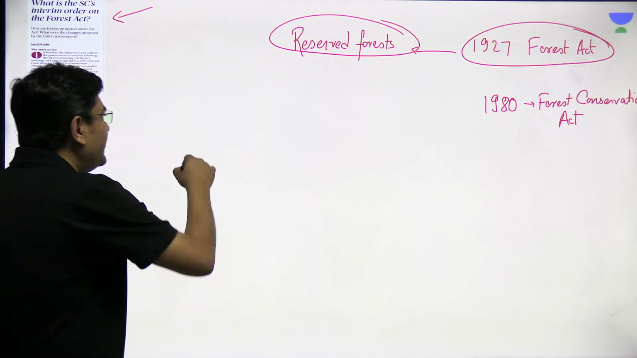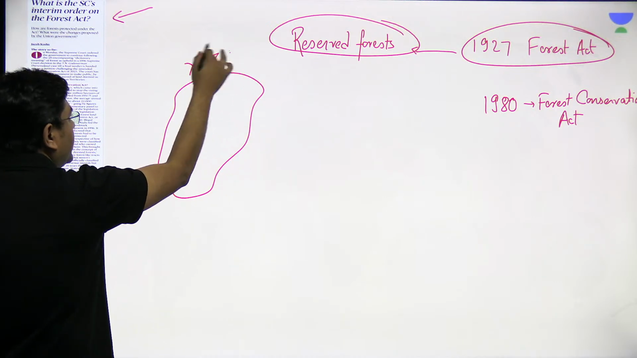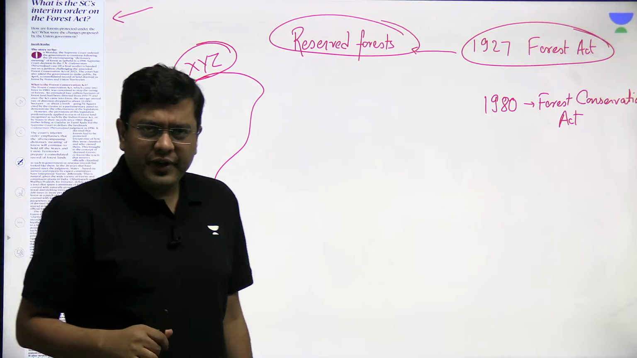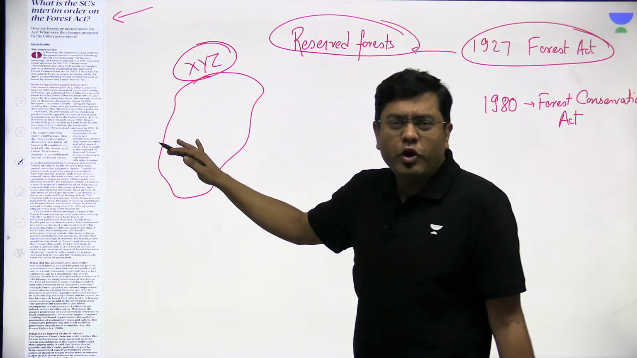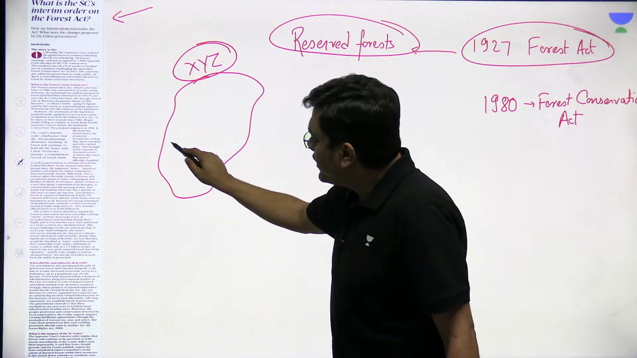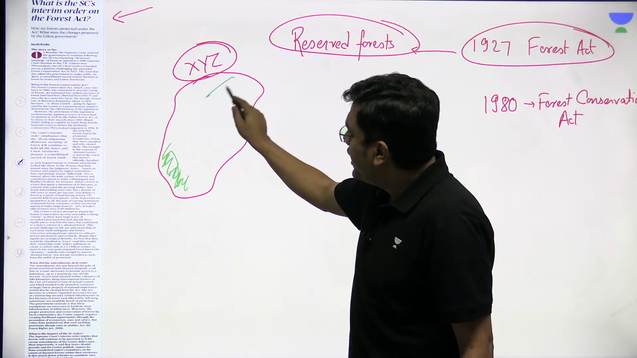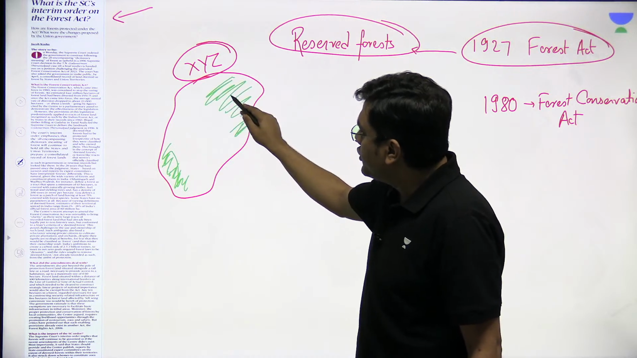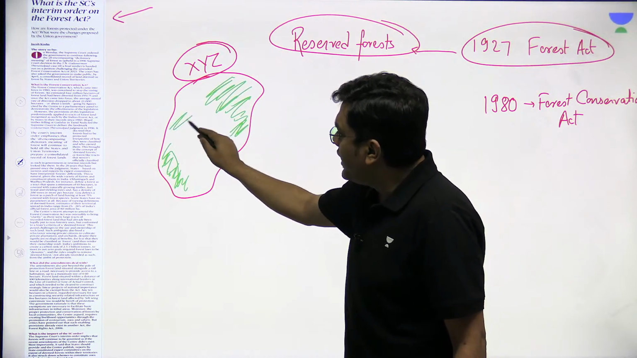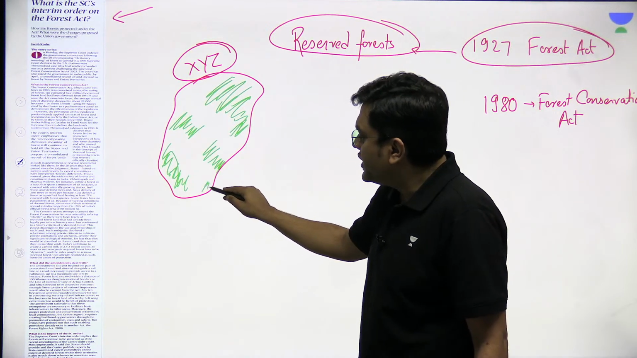Now let's suppose there is a state. Here, let's name the state XYZ to ward off any controversy. Now this state has got greener areas in various different regions. Let's suppose this is an area of natural vegetation, this is also an area of natural vegetation, this is also, and so on.